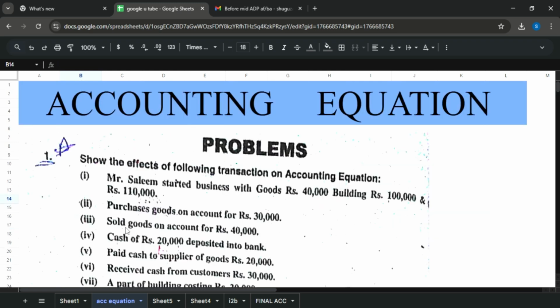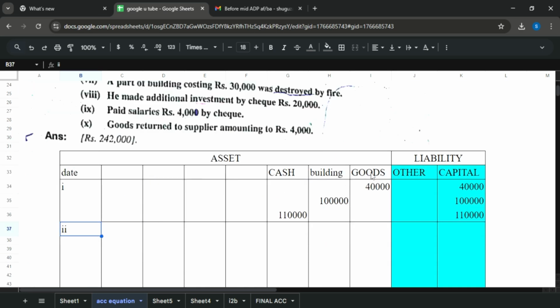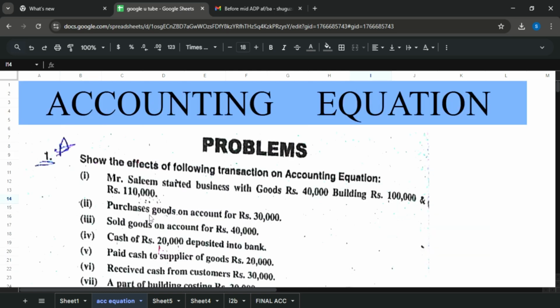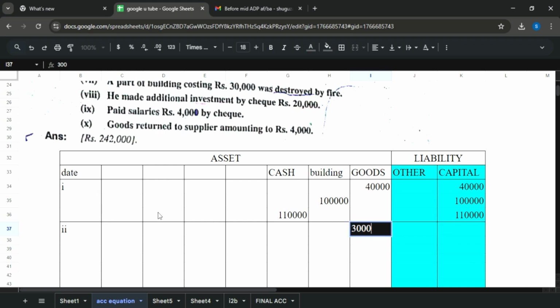Look here, purchase goods on account. Please note it down. When account is written, it means it's a credit transaction. You have not paid the amount. Purchase goods, goods are coming in. So here we have already mentioned for the second entry, goods are coming in. Once again, I'm telling you, purchase goods means goods are coming in for 30,000. 30,000 is increasing.